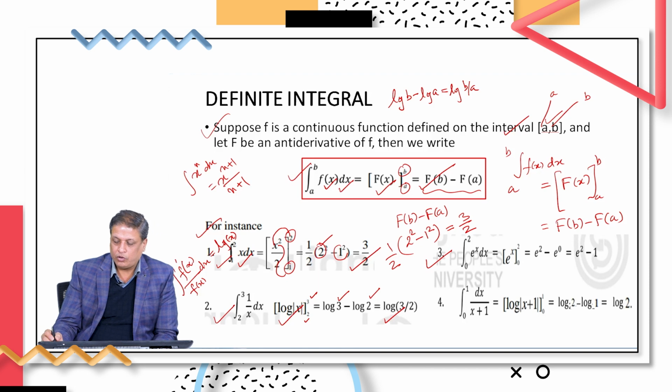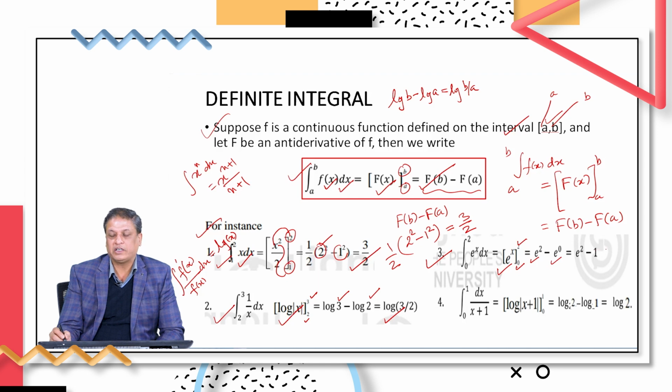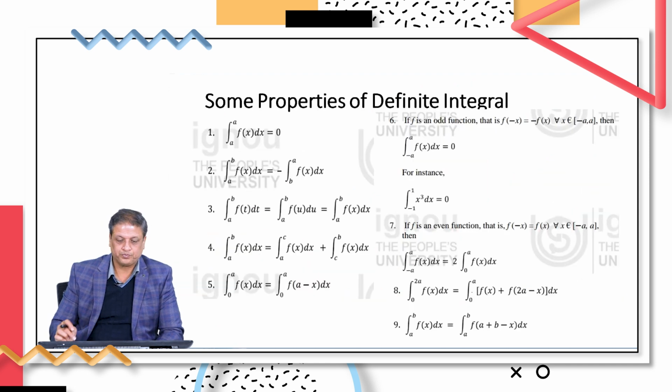Similarly, you can solve for the integral of e to the power x to be evaluated in the limit 0 to 2. Since the integral of e to the power x is e to the power x only, evaluating in the limit 0 to 2, upper limit minus lower limit, that is e to the power 2 minus e to the power 0, turns out to be e square minus 1. And you can apply the same understanding of the formula, the integral of f dash x over f(x) dx is equal to log of f(x), and you can solve this identity also.